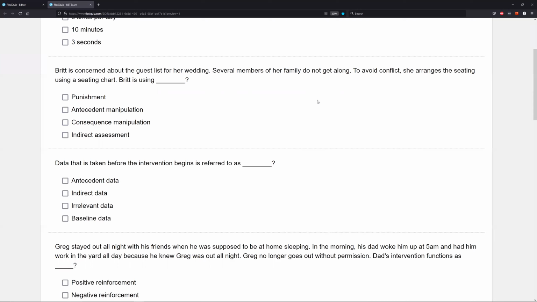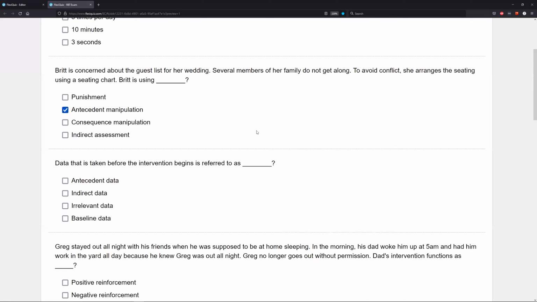What type of intervention is about preventing or avoiding? Okay, we're not reacting to it. We're trying to prevent or avoid. Is that punishment? Well, punishment is reactive. Punishment's a consequence, okay? Britt is trying to avoid needing to use consequences, right? She's doing it before the behavior happens. So punishment and consequence manipulation are obviously out. Indirect assessment, Britt apparently, as the assessment's already been done, she knows the guest list, right? So she's not assessing anything.